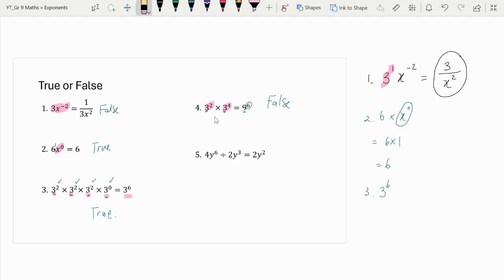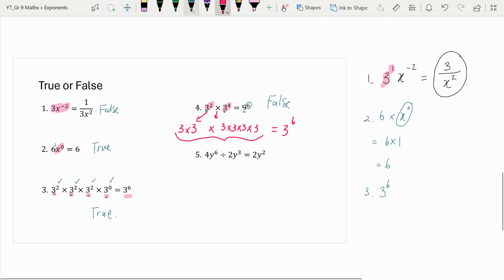If we just take a little bit of time to see why: if you first of all evaluate that by using your calculator, you see that you're not going to get the same answer. But what does that one mean? That one means 3 times itself 2 times, and then we are multiplying that by 3 times itself 4 times. So what have we got? We've got 3 to the power of 6. It's not going to become 9. So we just used expanded notation there to illustrate that actually that is false.